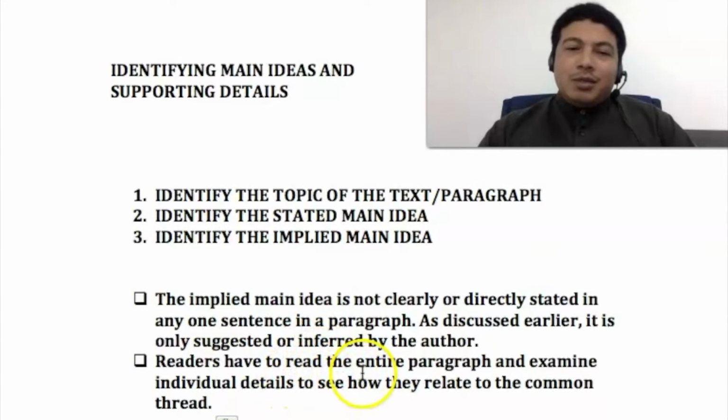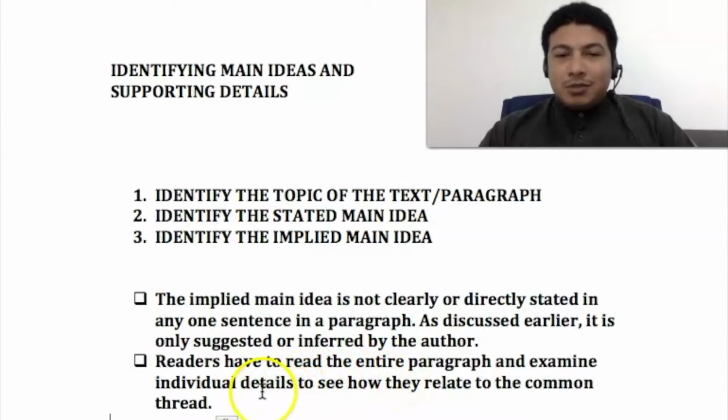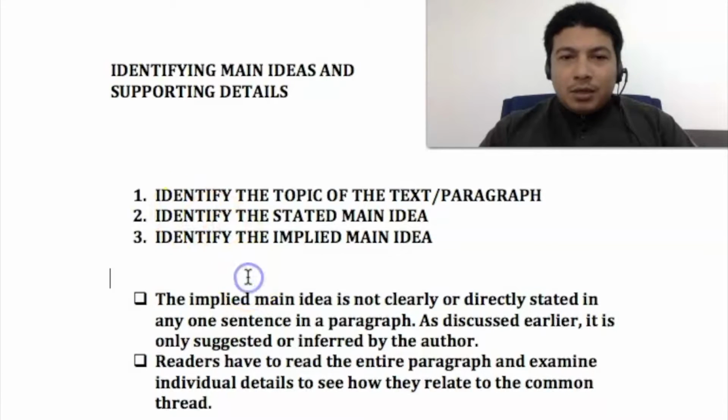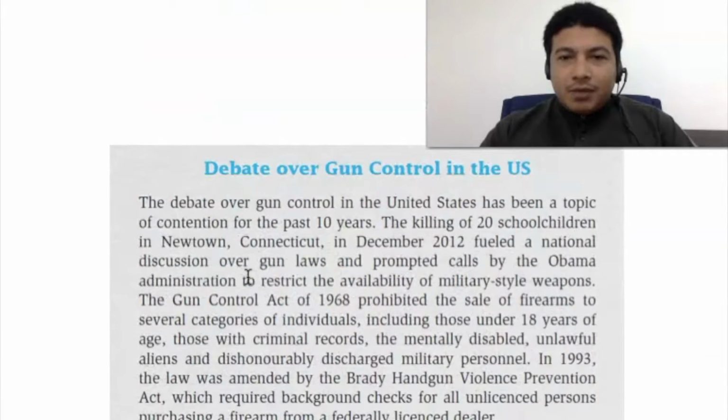Readers have to read the entire paragraph and examine individual details to see how they relate to the common thread. So that means you'll have to read everything to understand what the implied main idea is. So you can pause this video and read this paragraph and try to decide what is the indirect point that the author wants to tell by writing this paragraph. So what can you infer?